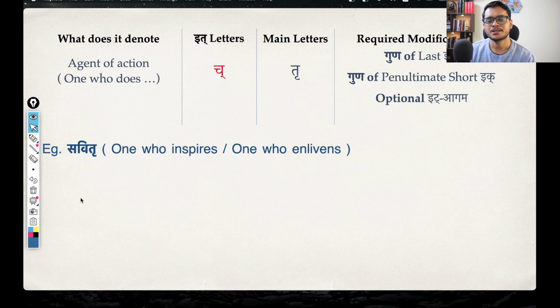Now let us take one last example, savitra. Savitra means one who inspires or one who enlivens. In fact, this savitra is one name of the Adityas. This is the main deity of our Gayatri mantra, Savitur Varenyam. So Savitra is one of the names of those Adityas. Why have we given this name? Because as a sun god, we know that the sun enlivens everything on this planet. That is the source of our liveliness, of our plants, of our crops, of everything, of life in fact. And it also inspires, because in the Gayatri mantra itself we say Dhiyo Yonaha Prachodayat.